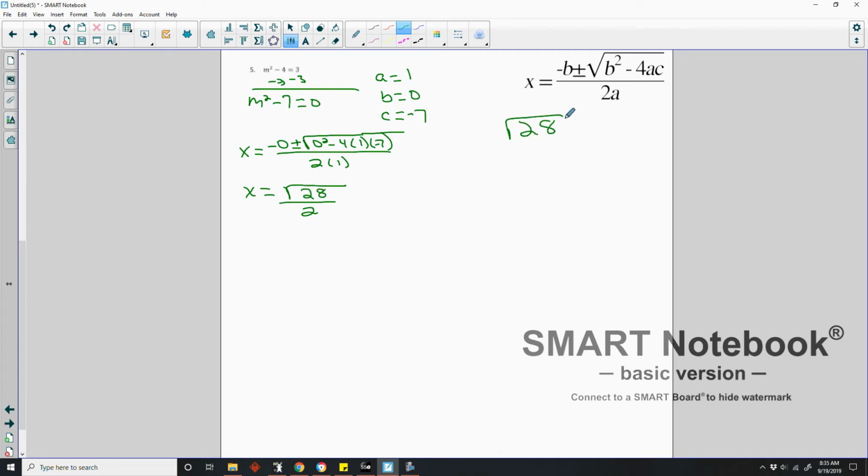All right, so 28 in a factor tree is 2 times 14, which is 2 times 7. Okay, there's a pair of 2's. So this is going to become x equals 2 square root 7 over 2. And the 2's will cancel, so that my answer is x equals the square root of 7. Okay, now there's one thing I should keep on there, plus or minus. So that my answer is plus or minus the square root of 7.